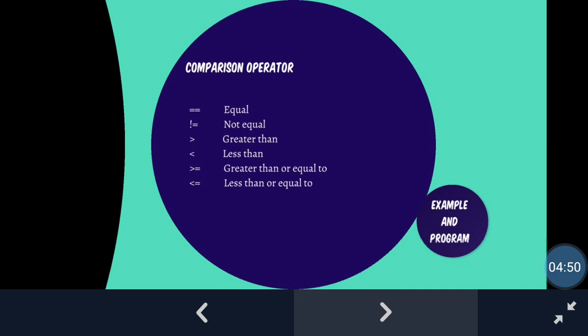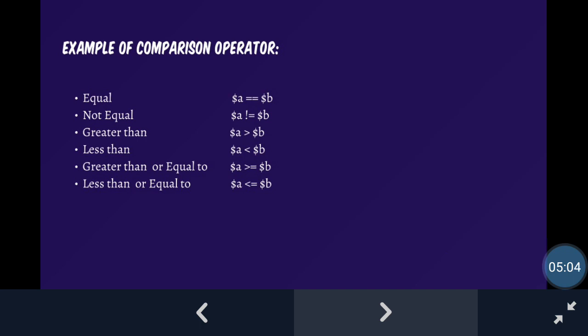Let us see the example and program. First, what we have is the examples of comparison operators. It goes as equal. $A is equal to $B. So it returns true if the left operand is equal to the right operand. Next, not equal. It returns true if the left operand is not equal to the right operand.